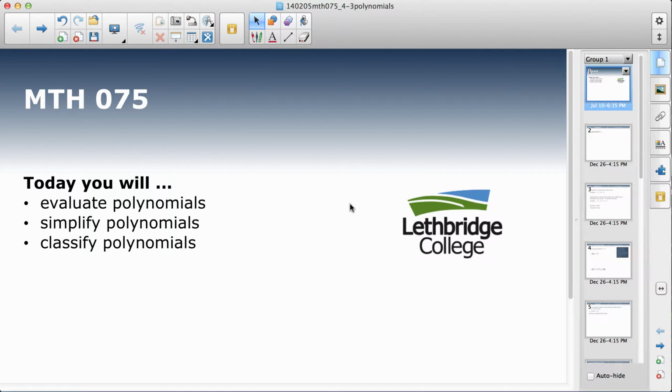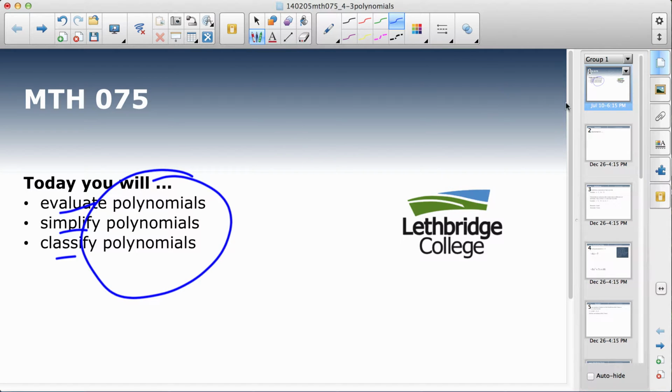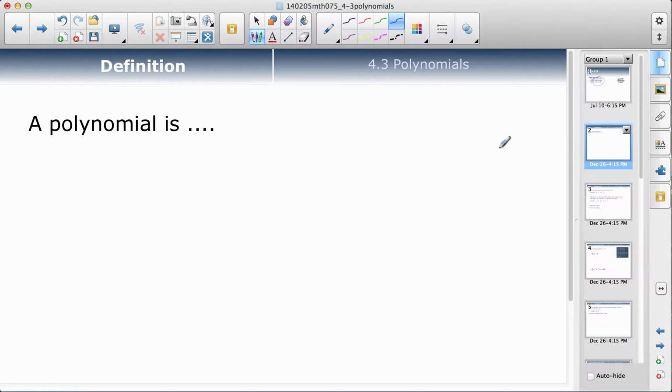Okay, in this video we are going to be looking at polynomials. We'll define them a little bit, we'll evaluate them, we'll maybe do a bit of simplifying and also classifying. Main thing is though we're talking about polynomials. So first question probably is, what is a polynomial?